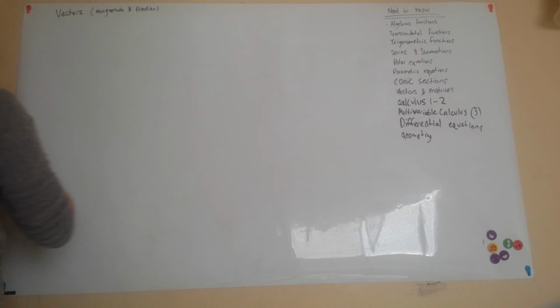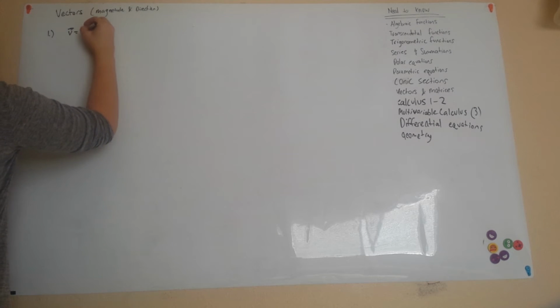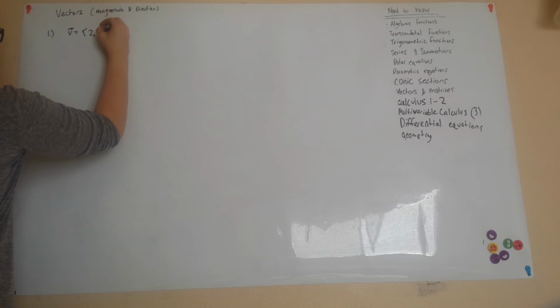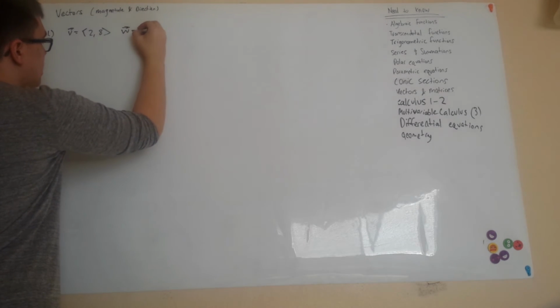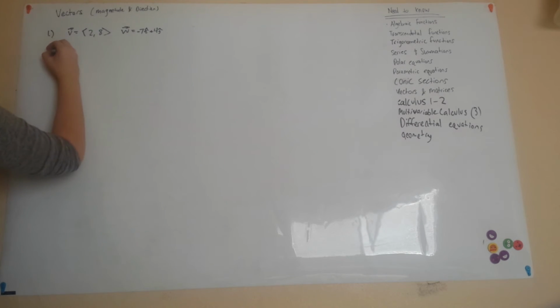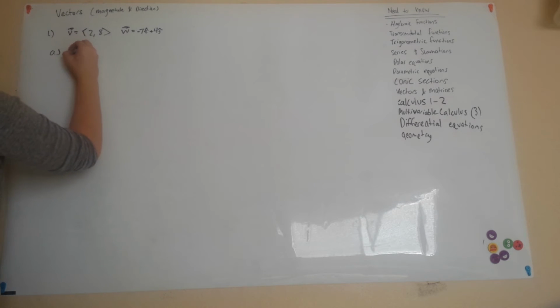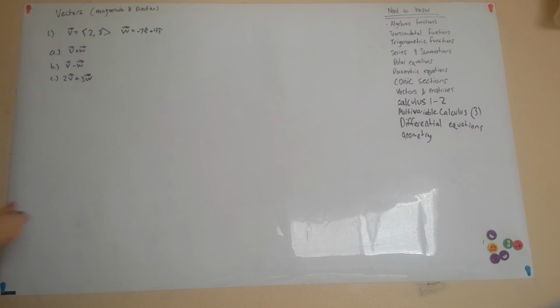Okay, number 1. If vector v equals (2, 8), and vector w equals negative 7i plus 4j, then find vector v plus vector w, vector v minus vector w, and 2 times vector v plus 3 times vector w.